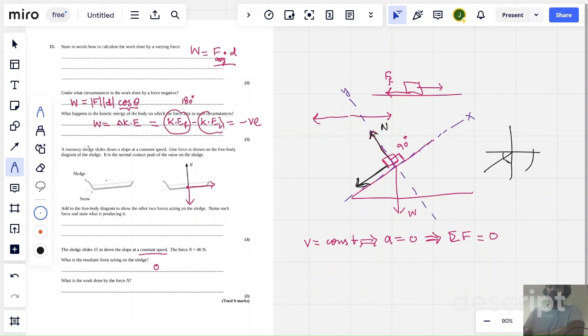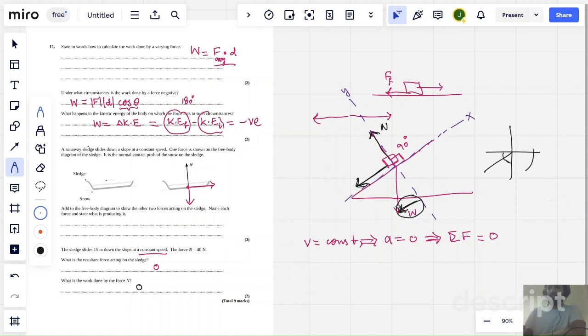Now you can see that this normal force points along the y direction. This normal force has no component in the direction of motion. So that's why the work done by the normal force will just be zero. But if you calculate work done by weight, you'll see that weight has one component which is in the direction of the motion of the sledge. So this component of the weight is actually the reason the sledge is going down.